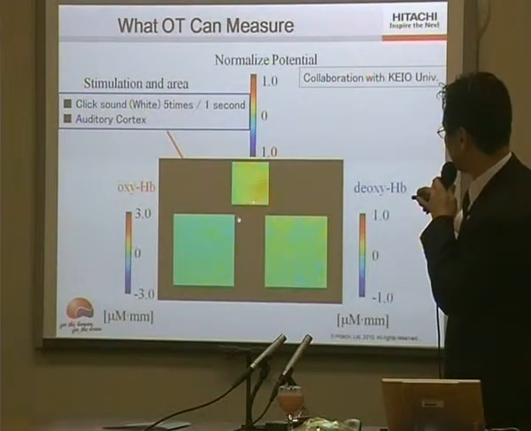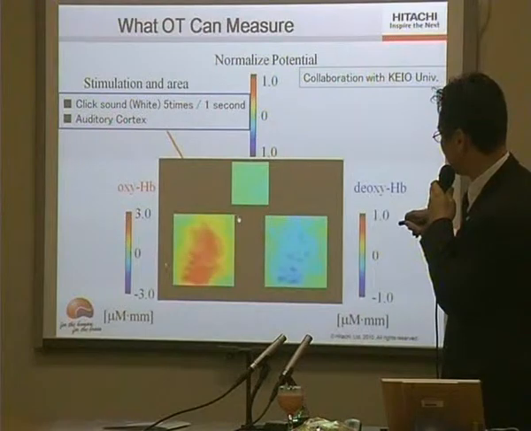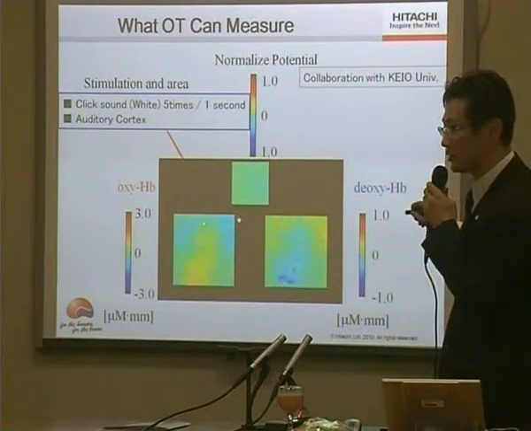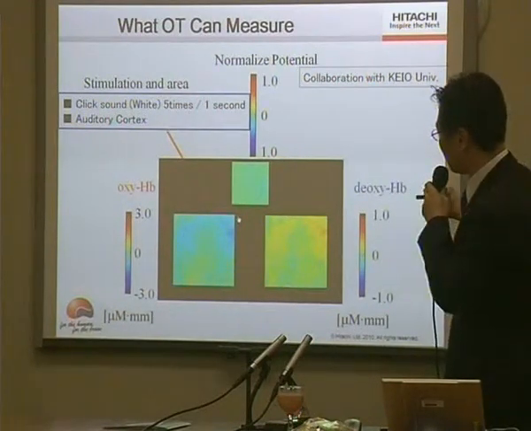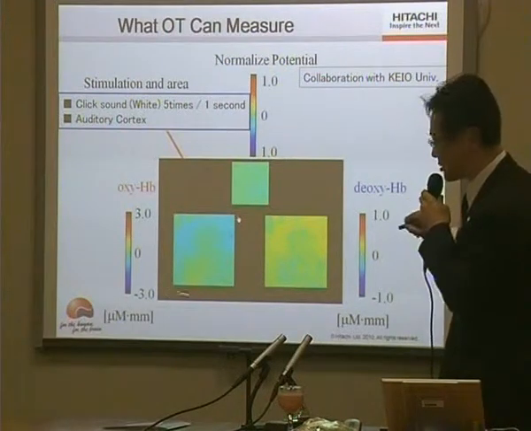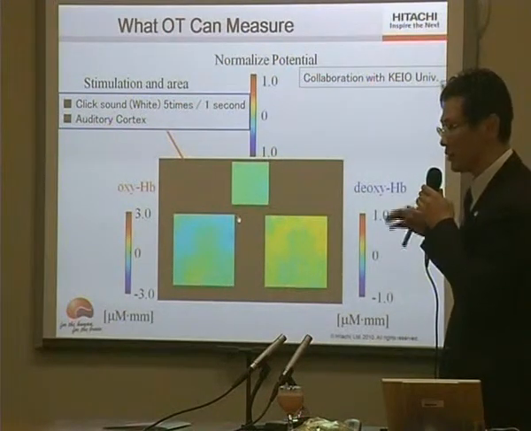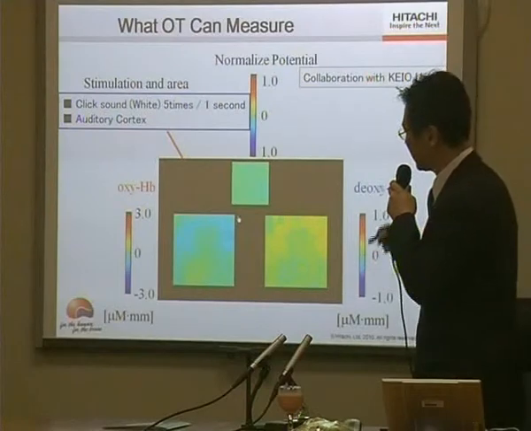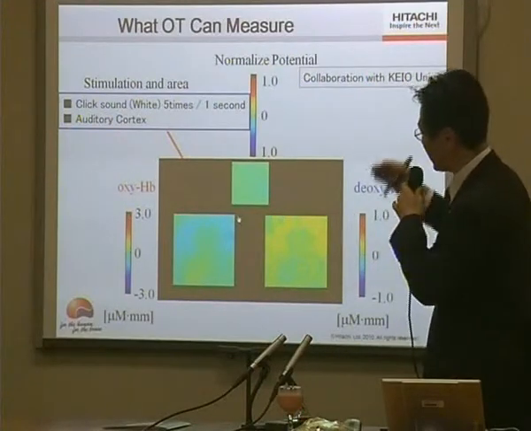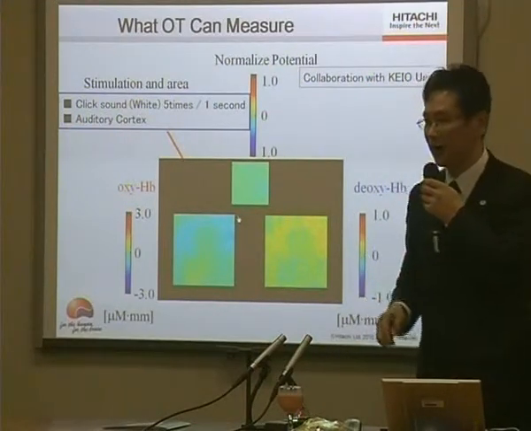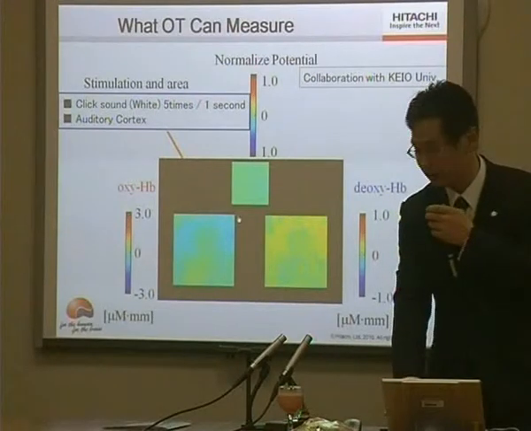First the neuron acts and fires, then the blood volume increases in the local area. And the optical topography system measures this signal. So it is a little bit slower than the neuron signal, but the signal amplitude is much higher than the neuronal activity.